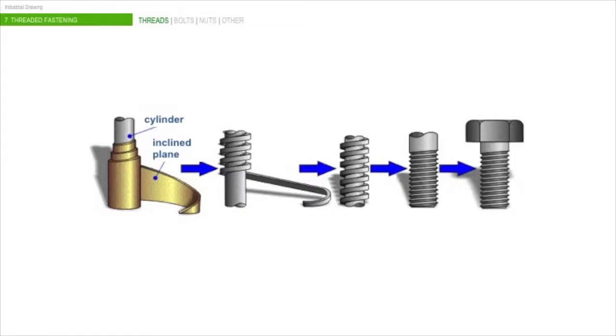This time we face how to draw threaded fastenings. Threads are inclined planes around cylinders. An inclined plane is one of the basic machines. They reduce the force necessary to move a load a certain distance up or down by providing a path for the load to move at a low angle to the ground. So this lessens the needed force but increases the distance involved so that the amount of work stays the same.